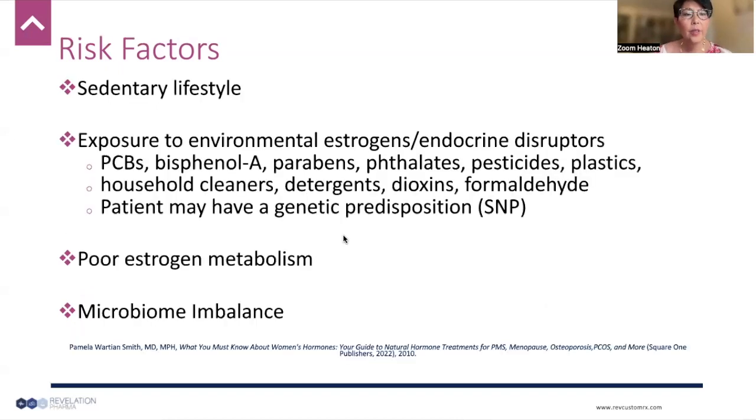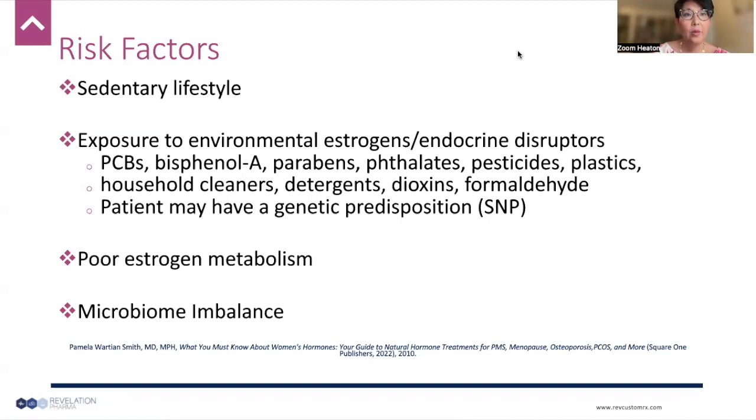Other risk factors include a sedentary lifestyle, exposure to environmental estrogens, endocrine disruptors, your parabens, your phthalates, your PCBs, your bisphenol A's, pesticides, plastics, household cleaners, detergents, dioxins, formaldehyde. And patients may have a genetic predisposition where they have a genetic variant in their single nucleotide polymorphism, which increases their risk of developing the disease when exposed to any of these toxins listed.